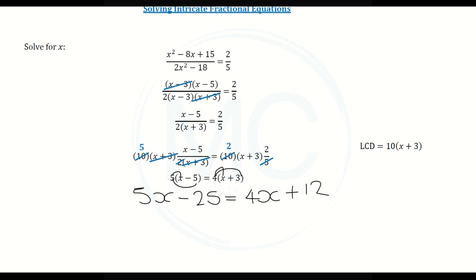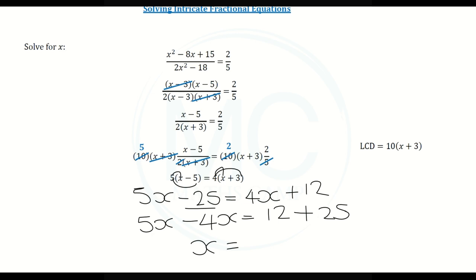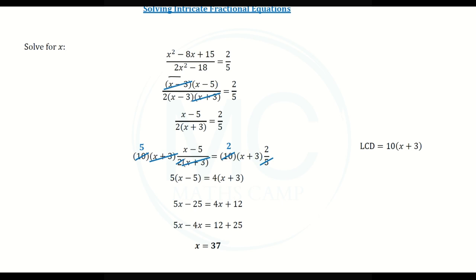Now let's get all of our x terms together. 5 is the higher coefficient, so let's leave it where it is. And move the 4x across, so we say minus 4x. On the right-hand side, we've got 12 there already. We're going to move negative 25, so we say plus 25. 5x minus 4x is simply x. And 12 plus 25 is 37. So we can see that in order for this equation here to be true, x is equal to 37. And we will look at more examples like these in our upcoming videos.